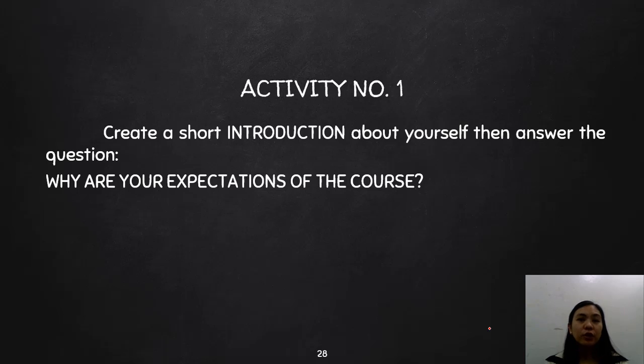So I think that's it for the introduction. So this will be your activity number 1. Please create a short introduction about yourself, then answer the following question. Why are, or rather, sorry, there's a typographical error there. What are your expectations of the course? So that's supposed to be a what. So what are your expectations of the course? So it should be at least 2 minutes or 2 to 3 minutes. Please limit it to 2 to 3 minutes. Just a very short introduction about yourself and of course the expectations for this particular course.